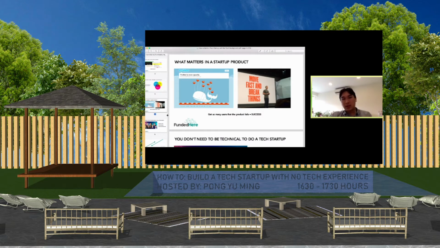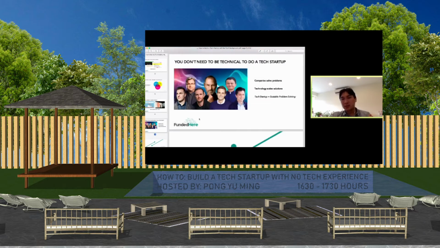I don't have a lot more to share. I'm just going to go to the last section itself, which is probably one way to think about it: that you don't really have to be a technical founder in order to do a tech startup.